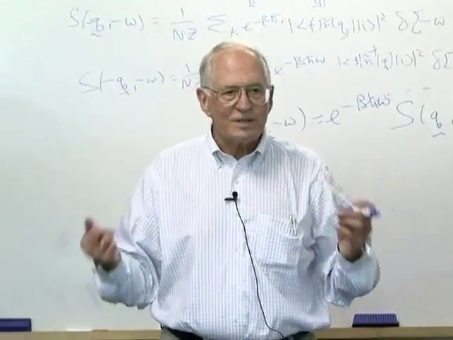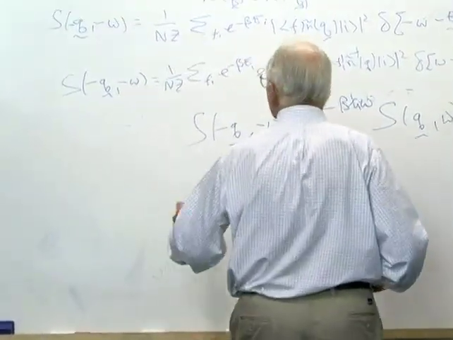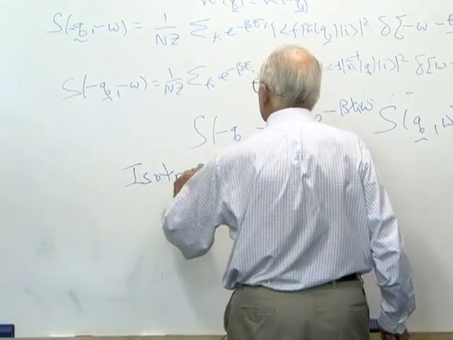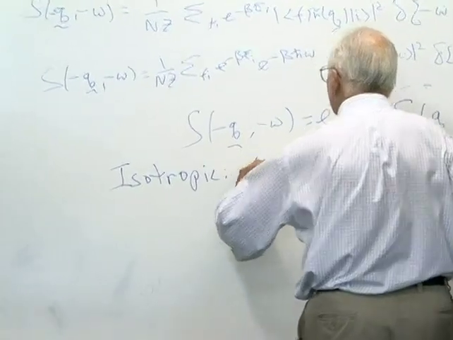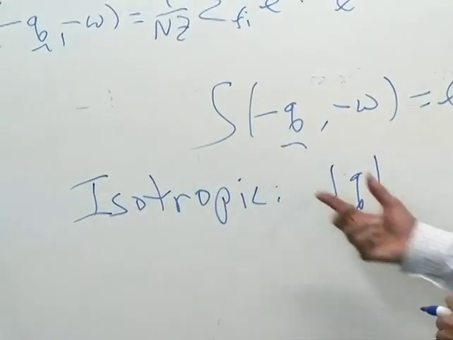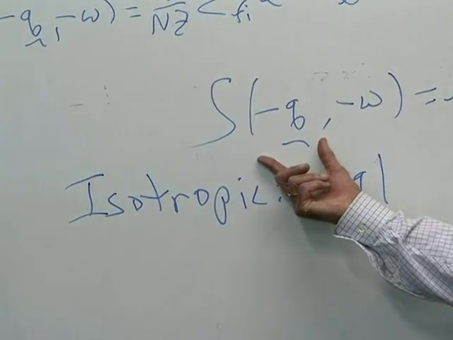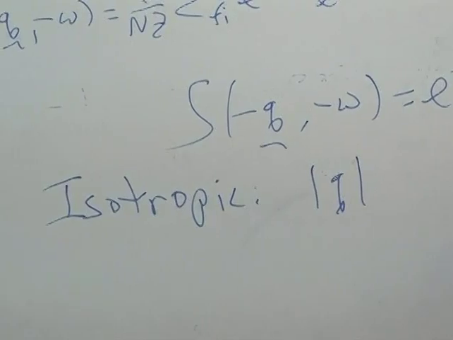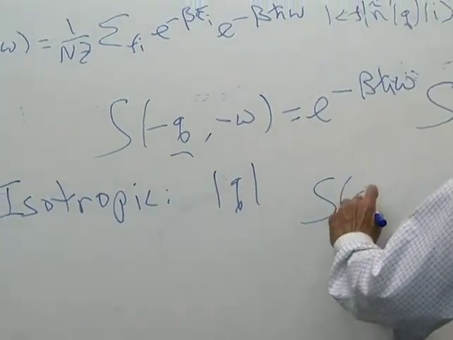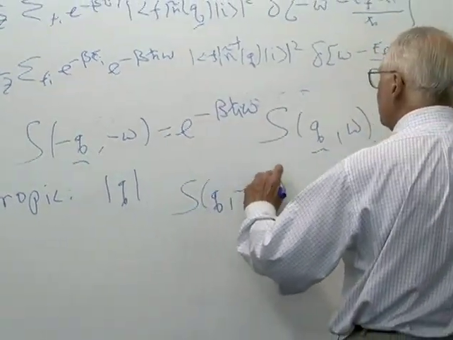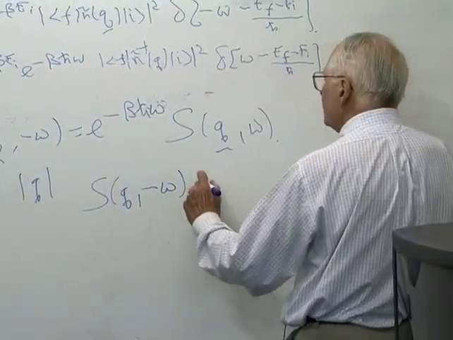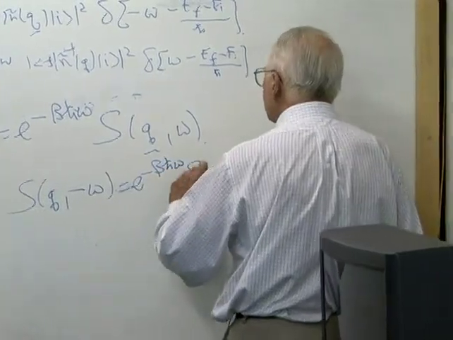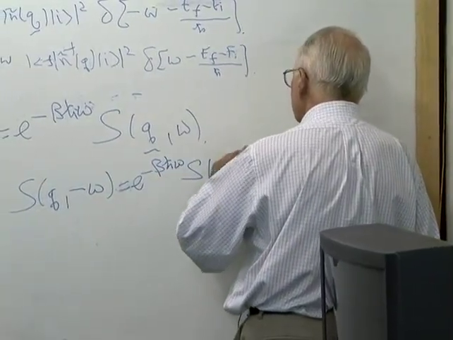Suppose we have an isotropic system. If it's isotropic, only the absolute value of Q enters. And so this is just equal to the absolute value of minus Q, which is the same as the absolute value of Q. So basically, writing it in scalars, we say S of Q minus omega is equal to e to the minus beta H bar omega S of Q and omega.